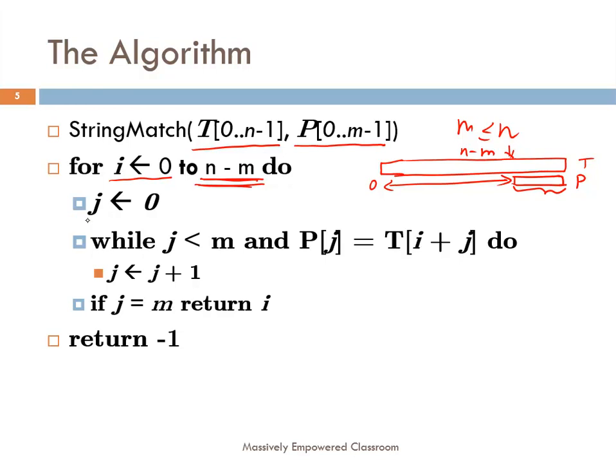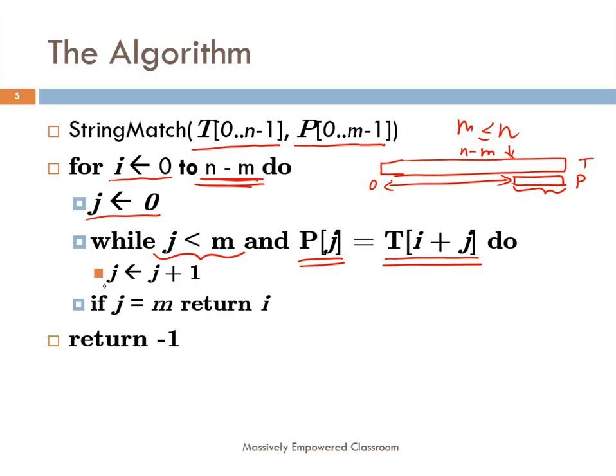What do we do? We start at the beginning of the pattern. So i is the index into the text and j is the index into the pattern P. So j equals 0. While j is less than m, that is while we have not exhausted the pattern, and the jth character in the pattern is equal to the i plus jth character in the text, right?